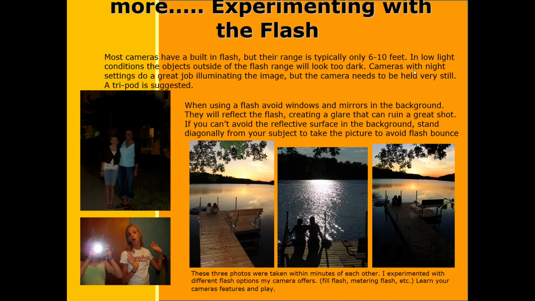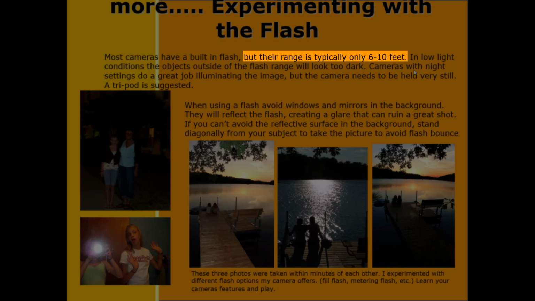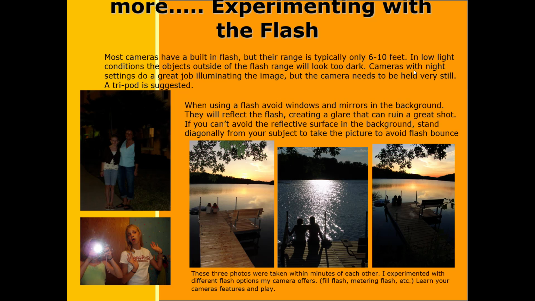Another way to experiment with the flash is to figure out the flash range. So typically you have to be within 6 to 10 feet of your subject in order for the flash to pick it up and actually brighten it. Sometimes your camera will have an actual night setting, but it has to be held super, super still for the flash to go off. So just make sure that you're practicing getting either closer or further away when working with your flash during different times of the day.